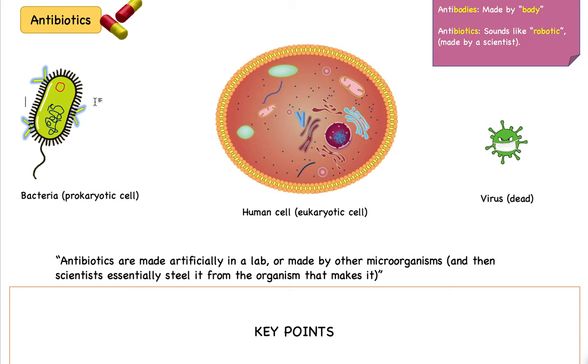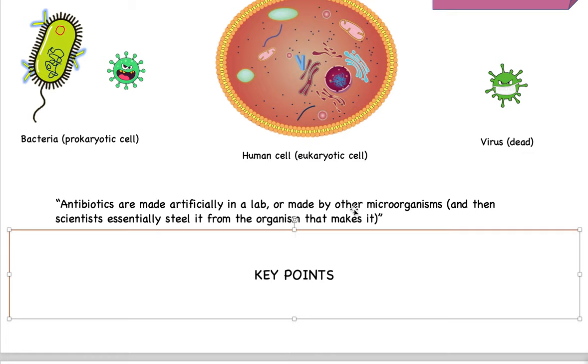So say you are fighting a bacteria and you are not making enough antibodies. The scientists will find another kind of microorganism that is fighting that same kind of pathogen, and use the toxins that it made, extract them and give them to you to help you fight that pathogen, okay? That's what I mean by microorganisms. So they can either make it by themselves or get it from another organism who makes it. So they essentially steal it from another organism, okay? That's basically what the scientists are doing.